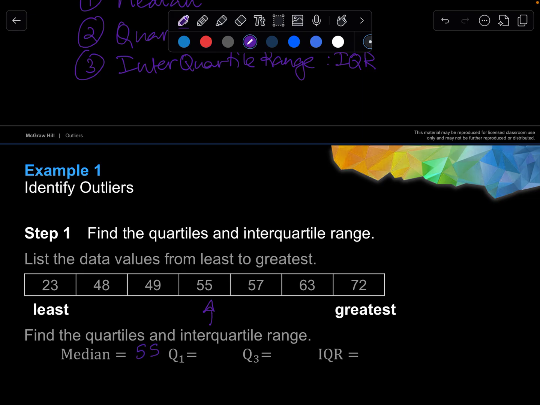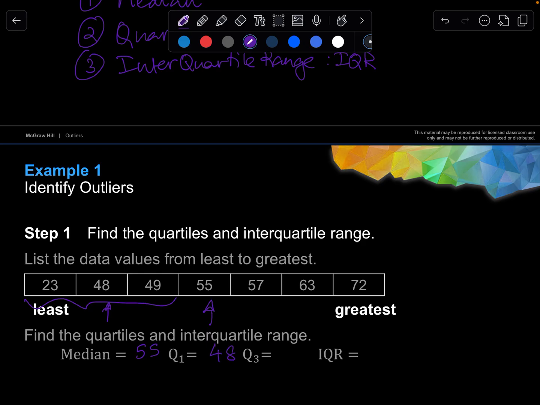Now this time, you'll notice that when we look at Q1, we are looking at the data set that is below my median. So what's the data set that's below? It is not going to include the median itself. So I'm looking at a data set of 3 values. Again, what is the median of a data set of 3 values? It's the value in the middle. So my Q1 is going to be 48.